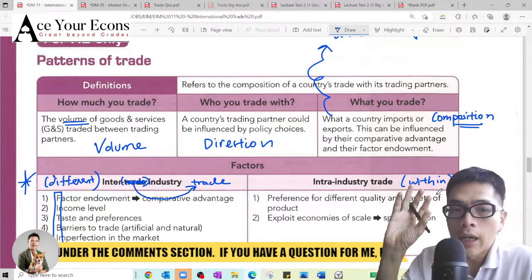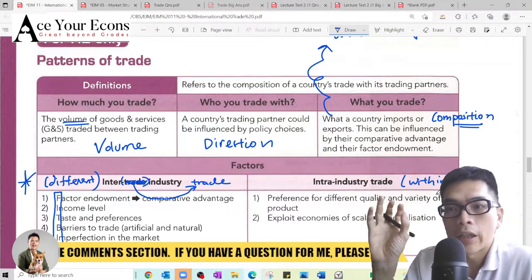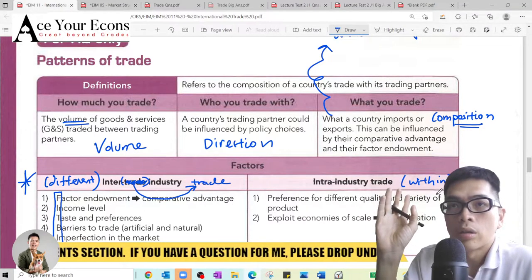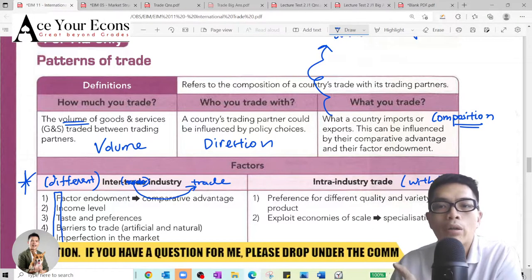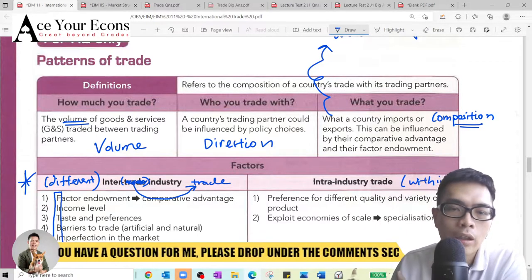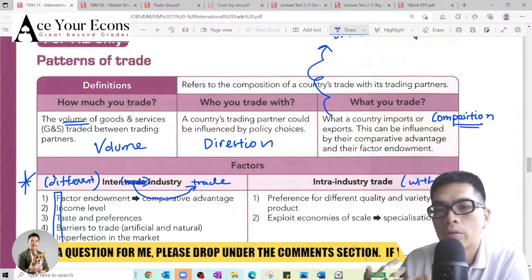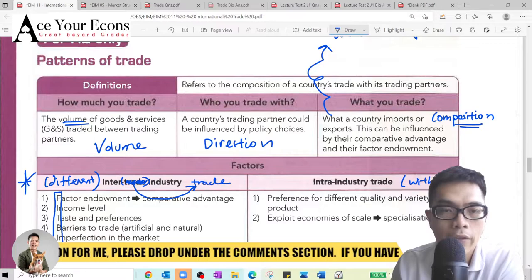So do you see how inter-industry trade and the first factor is going to affect the parameters through the composition approach? Okay, so if you have different comparative advantage, it's going to affect what you export and what you import. You're going to export goods that you have a lower opportunity cost in production, and you're going to import goods that you have a higher opportunity cost in production, or what we call comparative disadvantage.